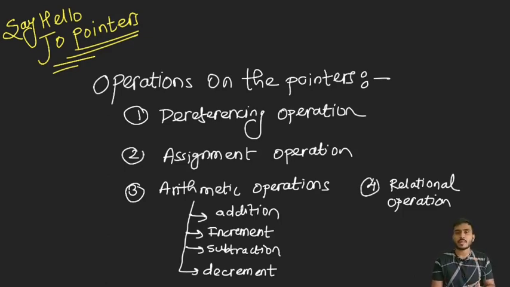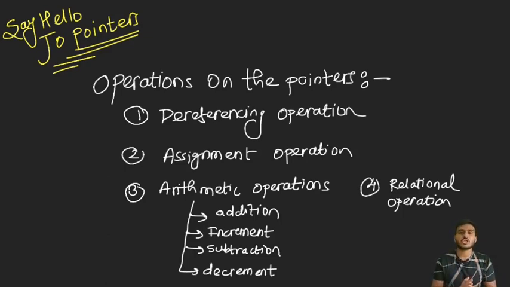So the first operation that we can perform on the pointer is called the dereferencing operation. Now this dereferencing operation is pretty new. I mean, this is not applicable to normal variables of type integer, character, float. It just works on the pointer, or it is specially designed for the pointer. We are going to see in much more detail what the dereferencing operation is, and how we can actually apply the dereferencing operator on the pointer. So we are going to discuss that.